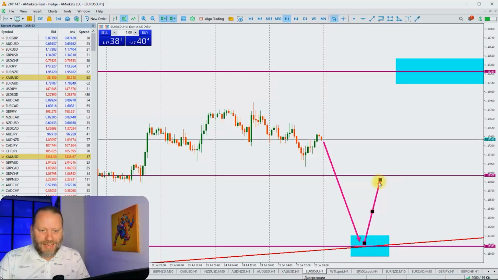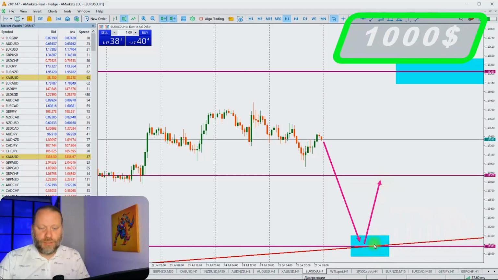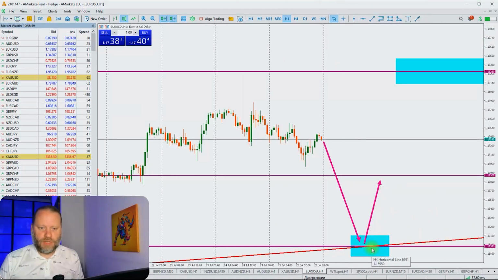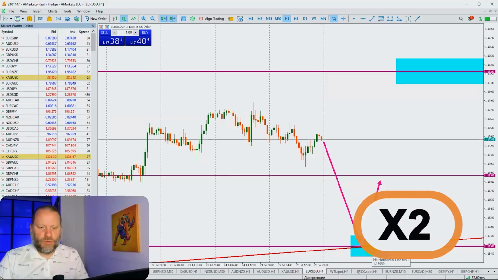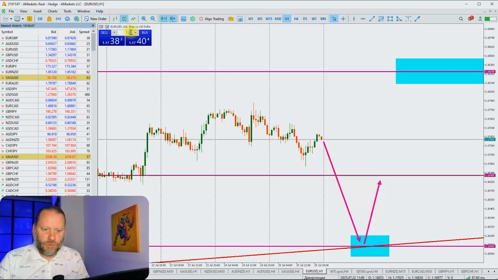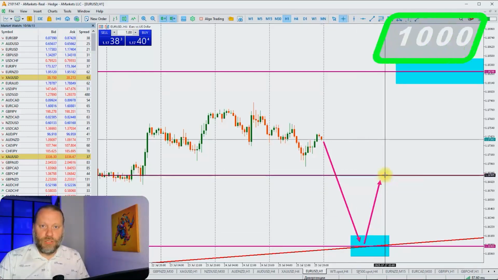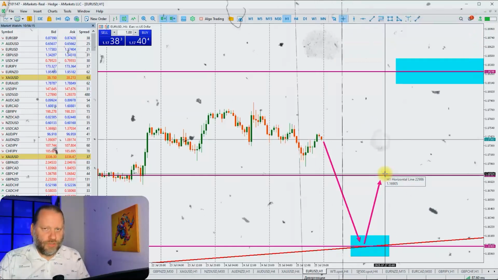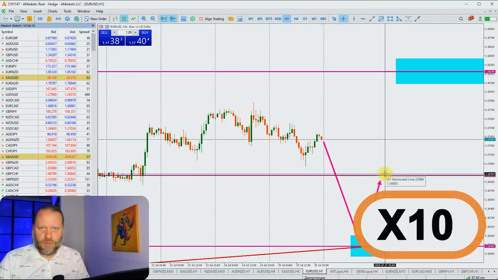So, this is the average movement the euro-dollar price passes in a day. If the price passes this distance, you will earn $1,000 when trading with one lot. If you have a deposit of 1,000 pips, respectively, you will double your deposit. If you have a deposit of $100, you will earn $1,000 when trading with the same one lot. You will not just double, you will make X10 to the deposit.